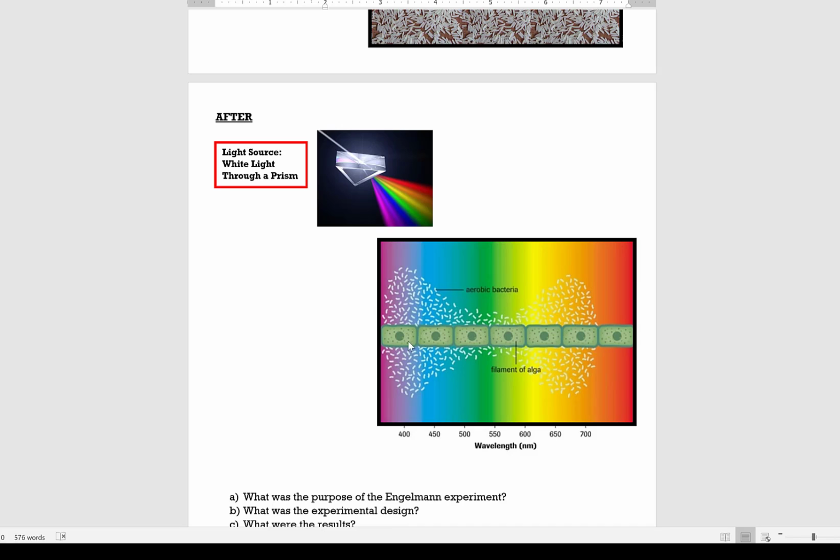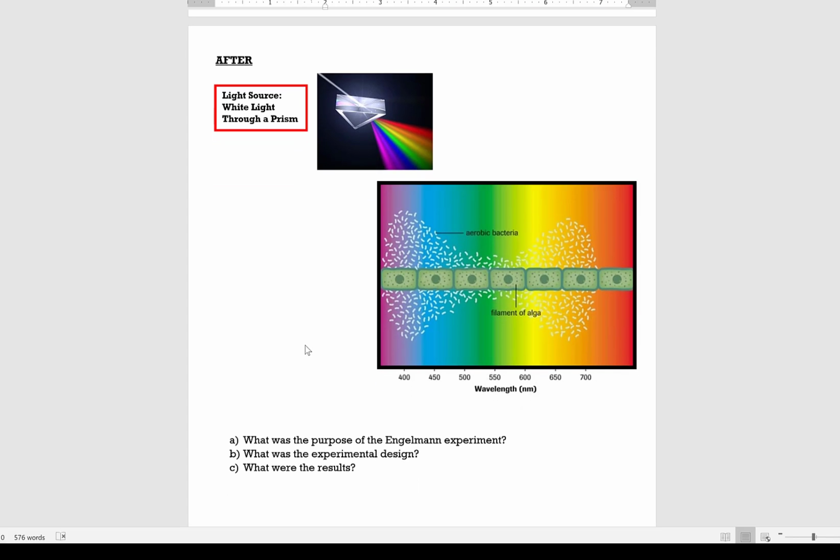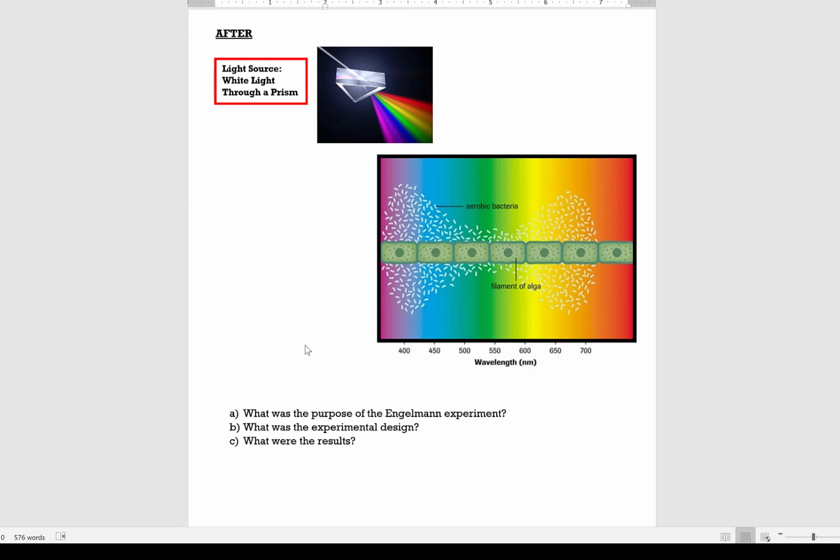And if we were to put a sample in our spectrophotometer with chloroplasts from different organisms, depending on what pigments were present, we would see these types of curves, which indicate where light is being absorbed and where light is not being absorbed. On the test, you'll need to know general information about the Englemann experiment. So what was the purpose of the Englemann experiment?